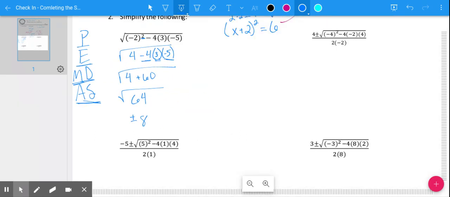All right. So the rest of these are very similar. Notice that the radical looks the exact same on every single one of these problems, so we're going to get used to doing this a lot.